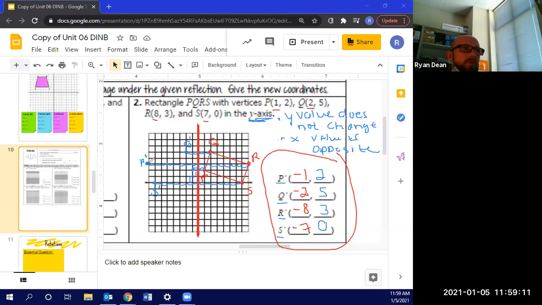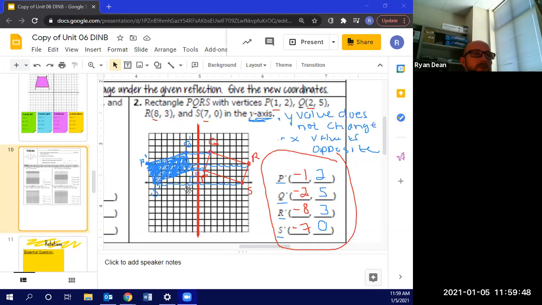And we connect all these points together. Ideally, you would want to use a ruler to make sure that your lines are straight. Right here in blue is our new image. So we have the pre-image over here in red, and the new image is in blue.